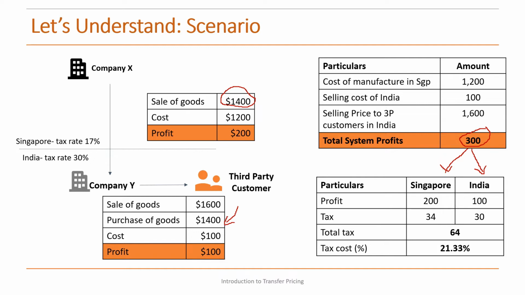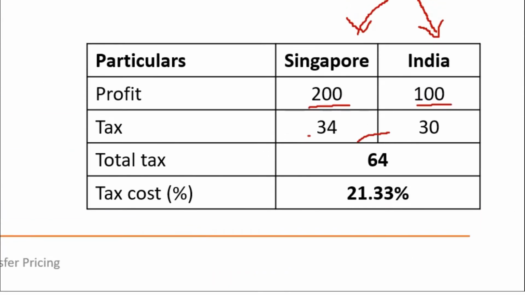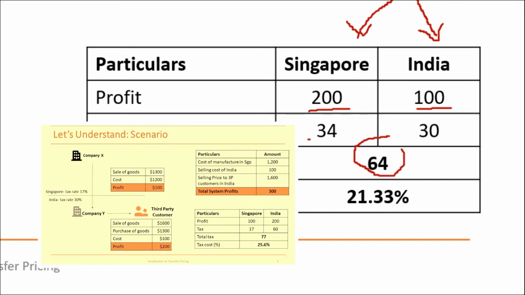So what does this mean to the tax effect? Let's see the table here. Profit that is left in Singapore is 200 and profit in India is 100. Applying the tax rate of 17% and 30% respectively, the total tax cost has reduced from $77 in the earlier example to $64, thereby bringing the effective tax cost of the group to 21.33%.